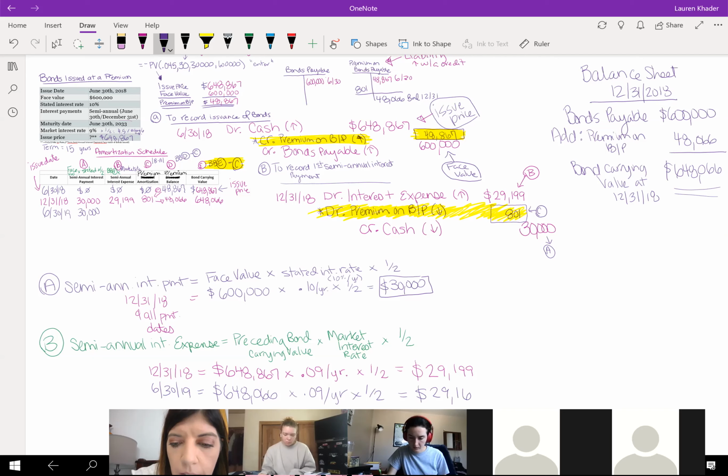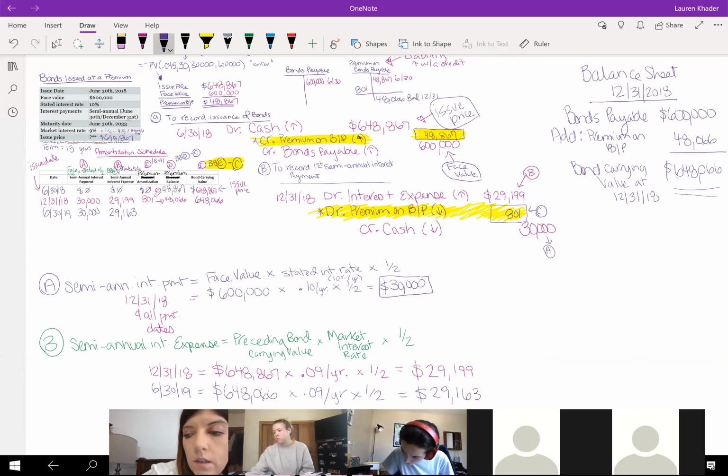29,163. So it's slightly less interest that we're going to expense, right? Because over time, the bond carrying value is going to decrease. So the amount of expense that we take each period decreases, and the amount that we amortize slowly increases because of that difference. So 29,163 is interest expense, and the difference between interest paid and interest expensed, 837, is my premium amortization.